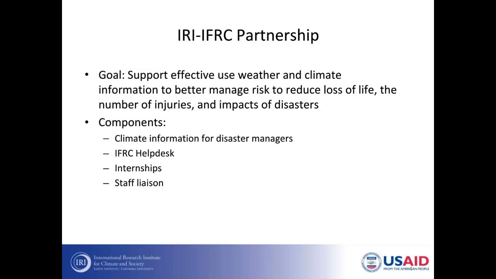The first is the tailoring of GCM outputs in an easy-to-understand format to better support climate-informed decision-making within the disaster management community. The second component is the IFRC Help Desk that is located at the IRI. This help desk enables disaster managers to submit questions to climate scientists and receive a response within 24 hours. This helps complete the feedback loop between decision makers and the products that IRI has developed to support their decisions.